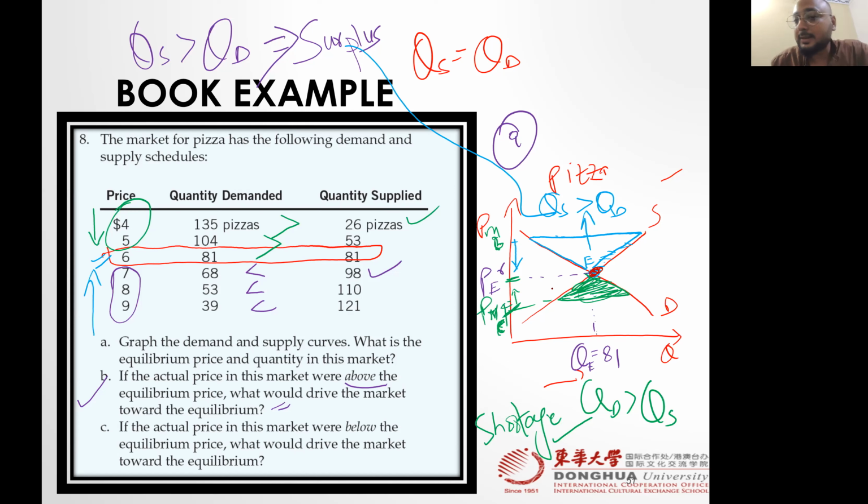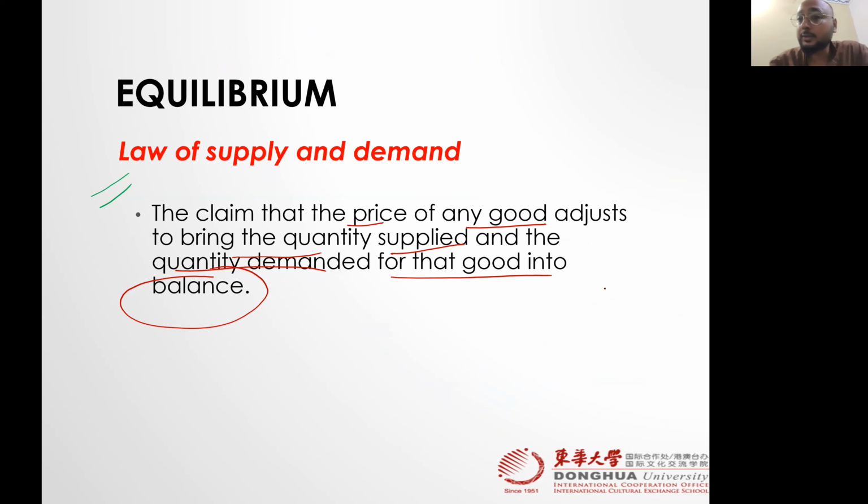So this is the case of movement along the curve. You see, we are just moving on the same curves. We don't have to draw a new curve. But what if demand and supply shifted? In that case, we have a new equilibrium, right? But that doesn't mean that the market is not in equilibrium.